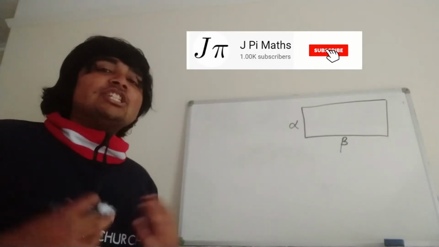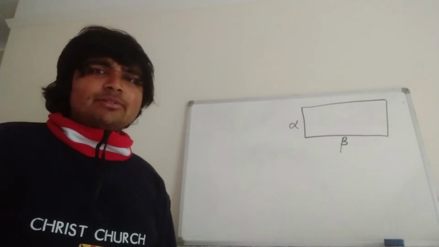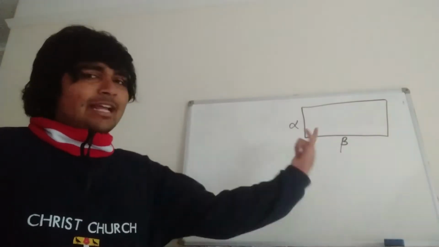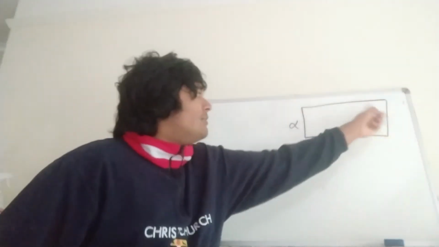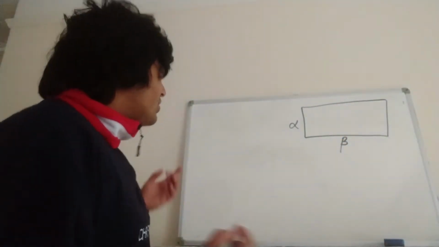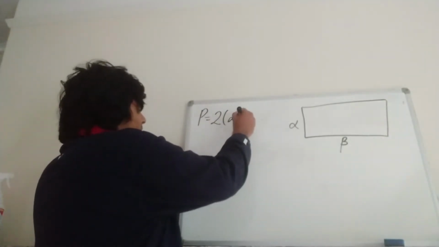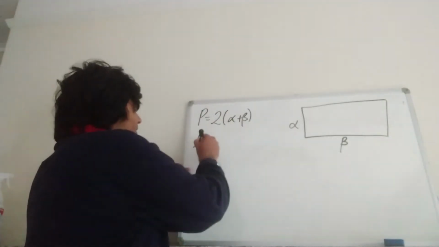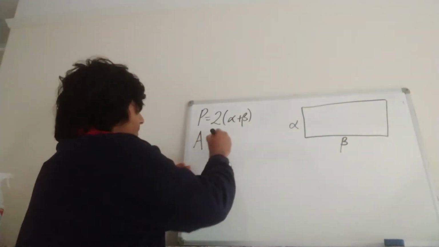Okay, so let's take a generic rectangle and label the side lengths alpha and beta. And let's firstly build some relationships between P and A and alpha and beta. So the perimeter of this rectangle is just alpha plus beta plus alpha plus beta, which of course is just 2 times alpha plus beta. So P equals 2(alpha plus beta). Now the area A is just alpha times beta, so A equals alpha beta.